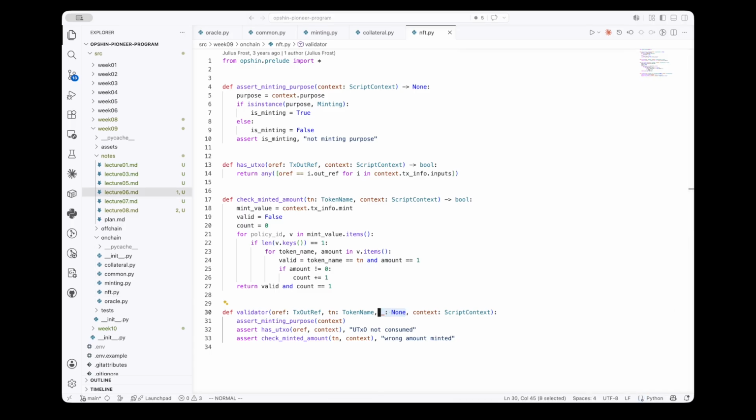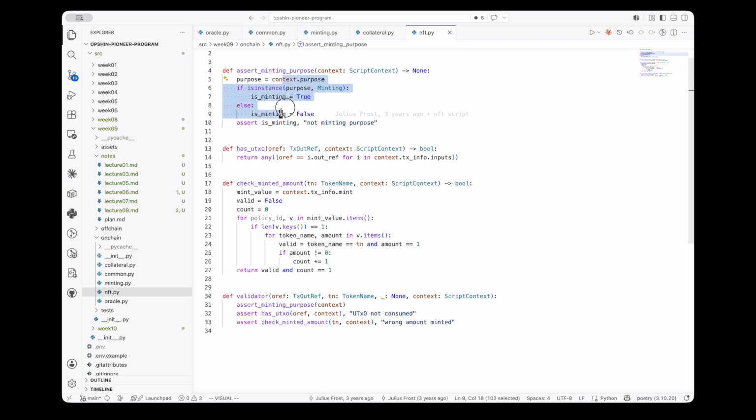And then in the validator we have three checks. We have this assert minting purpose, this has UTXO, and the check minting amount. So assert minting purpose is just to ensure that actually we mint. This is the only allowed action here. Otherwise we fail. The second check is what we just discussed, exactly that this specific UTXO we fix at compile time is among the inputs.